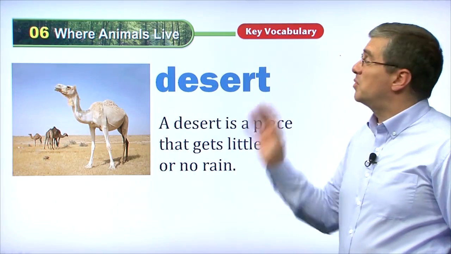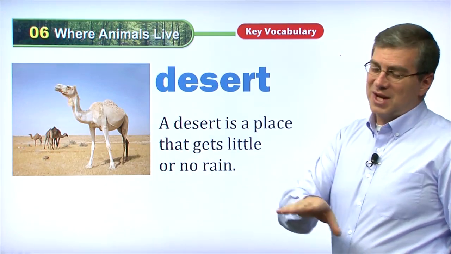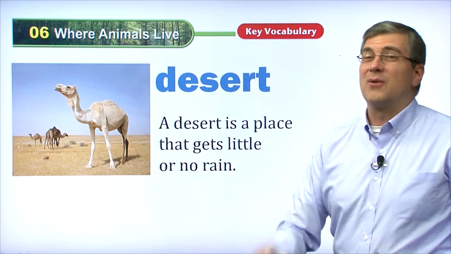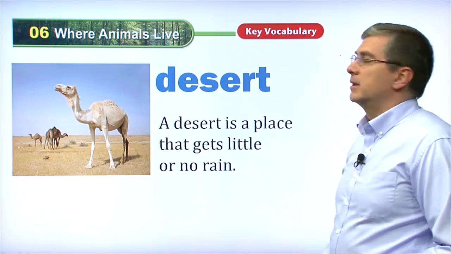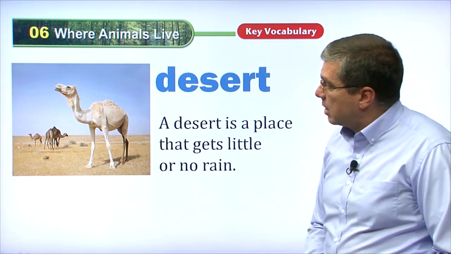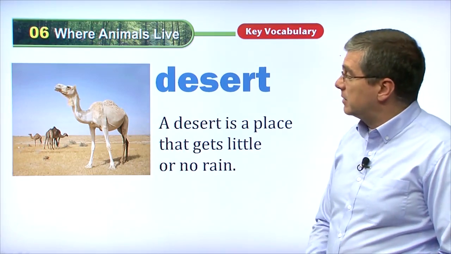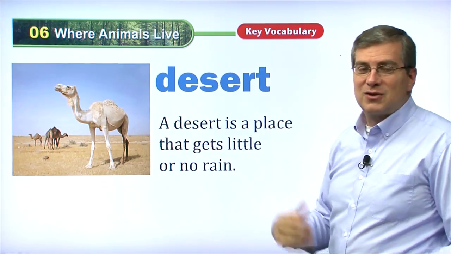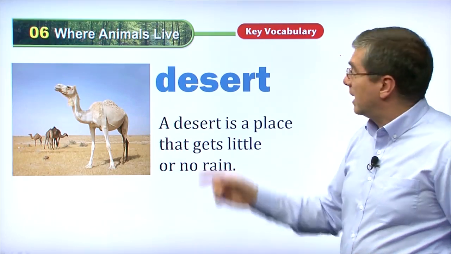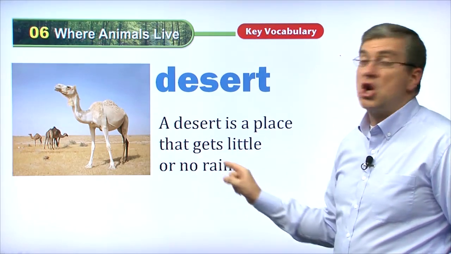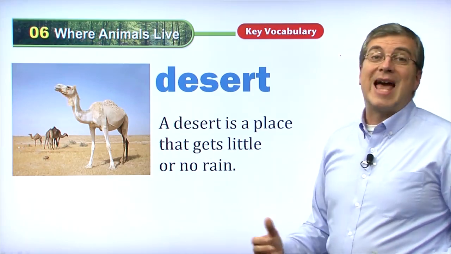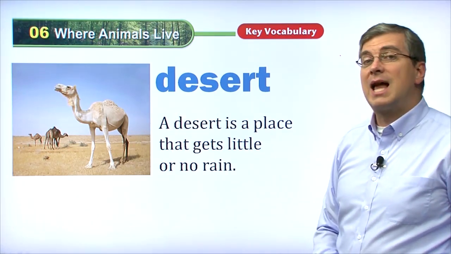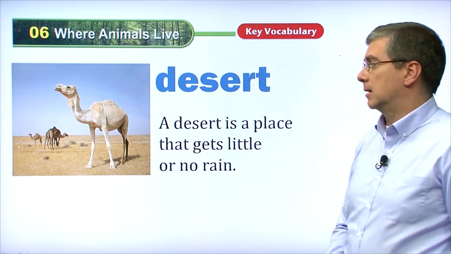Okay, we'll move on. This is a completely different type of habitat. On one side we have rainforest, lots of rain. On the opposite end, we can have a desert, no rain, or very, very little rain. And we call this, of course, a desert. We see a picture of a desert here. One of the more famous animals that live in a desert is a camel, right? Camels live in deserts because they can store their food and water in the hump on their back, so they can survive for a long time without water. And a desert is a place that gets little or no rain. So camels are adapted to live in the desert. They can live in the desert because they have adapted to the climate, the fact that there is little or no rain there. Okay, so that's a desert.